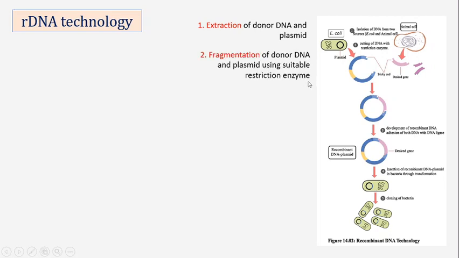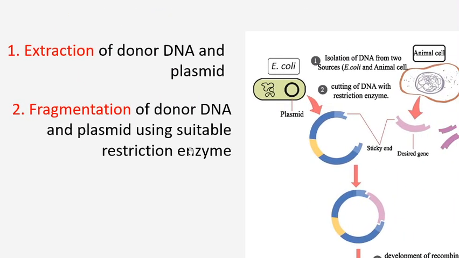Number 2, we make fragments in the donor DNA and plasmid using a suitable restriction enzyme. We don't need the 30,000 genes present in the human cell. We need only the insulin gene. So we have to make a fragment, a piece of the total 2-meter long DNA, and cut only the insulin gene. How is that cut in the particular segment? The desired gene is cut using a specific suitable restriction enzyme.